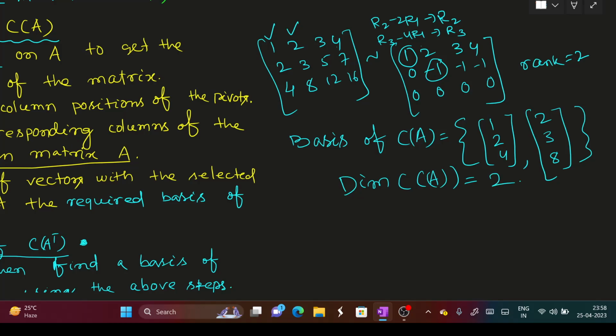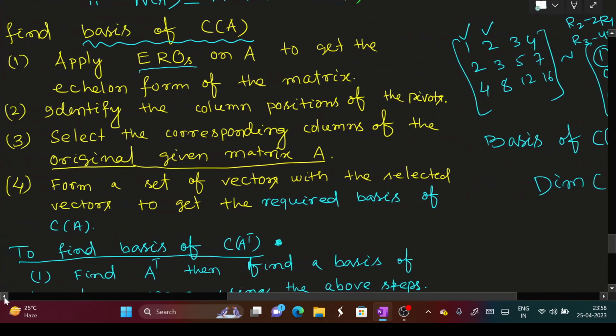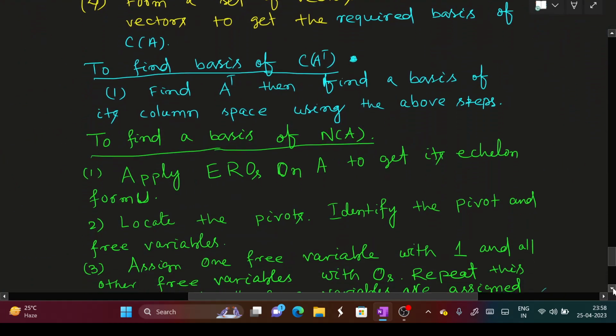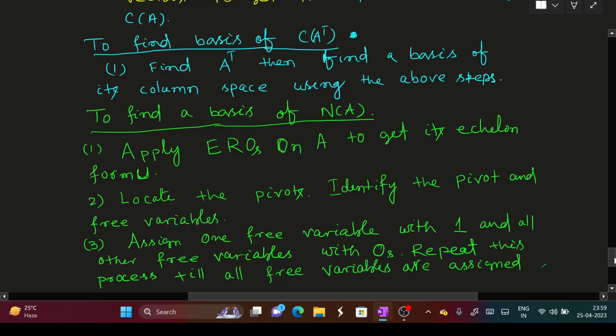Next target is to find the basis of a null space, the basis of the null space of a matrix. For the row space basis, just find A transpose and then find its column space basis. Everything will remain the same. Only the first step we have to take is to find A transpose. Then we follow all the steps of column space basis.